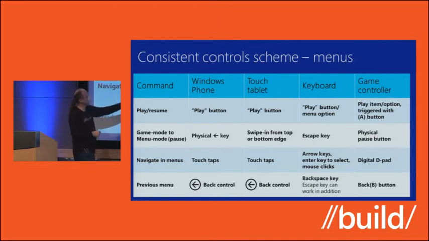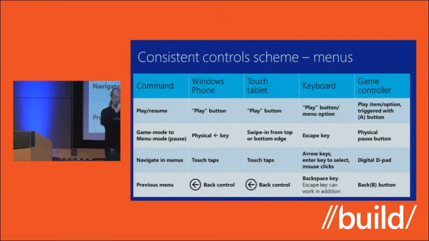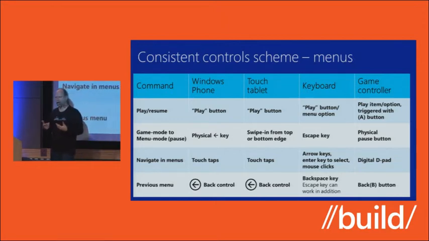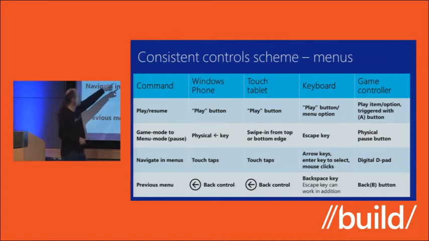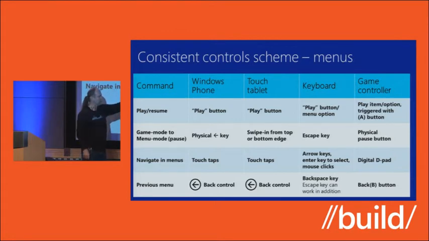On the touch devices, we're recommending that people use the swipe in from the top or bottom. That's our standard mechanism to effectively sort of pause the game or go into a menu mode of the game. It's equivalent to using the escape key on a desktop today. On the game controllers, there's actually a physical pause button which you can press on the controller. And on the phone, like I say, there's this physical back arrow key. If we're just moving around in the menus, people are just going to tap or click or use the arrow keys or a D-pad if they've got one of those.